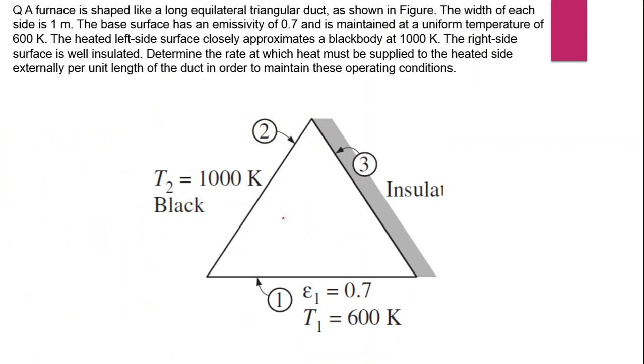Now let us see one numerical. This numerical is actually very easy, but through this numerical you are going to learn how to make a network diagram between three surfaces, right? So read out the question. A furnace is shaped like a long equilateral triangular duct. So suppose this is a furnace, right? And this furnace is made up of a long equilateral triangular duct. Means all these surfaces 1, 2 and 3 are a type of rectangular duct, right?